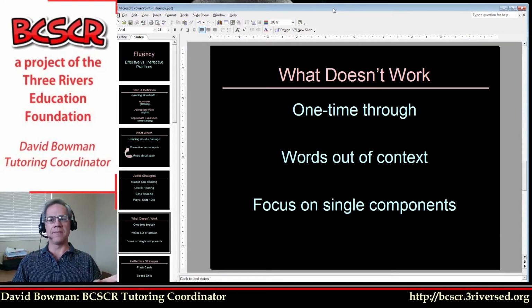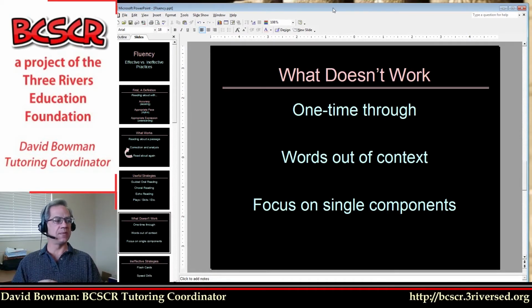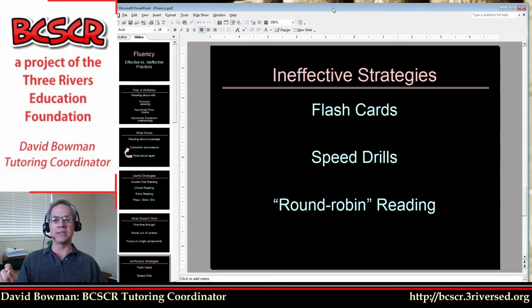Similarly, anytime we're focusing on just a specific component, just the pacing, or just the expression, or just the decoding, that is also not going to get us to development of fluency skills, because fluency really has all three parts. Some strategies that don't work include any kind of use of flashcards, those are individual words. They might help with the phonics, but it's not going to address the other areas.